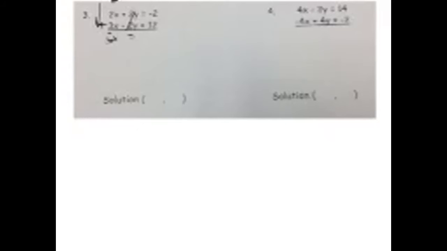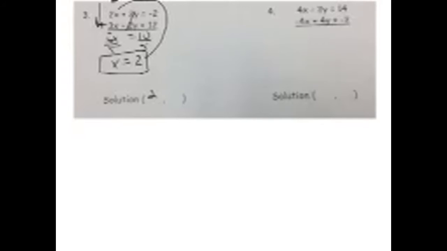Negative 2 plus 12 is 10. When it's beside it, I divide it, so divide both sides by 5, and I get x equals 2, and that's my first answer. So see how fast that was to get the first answer? Now the second answer does require a little bit more work, because you do have to go back to substitution.